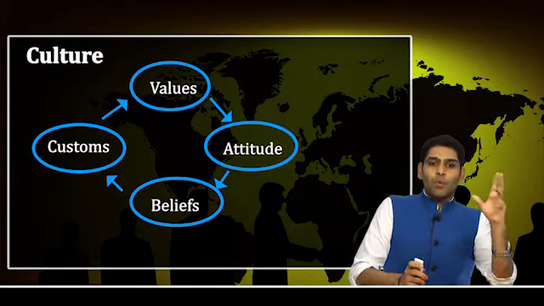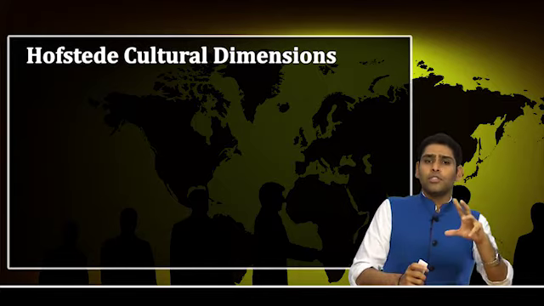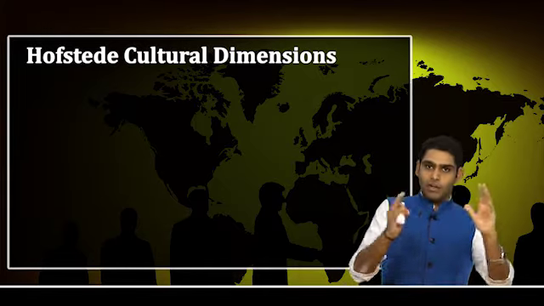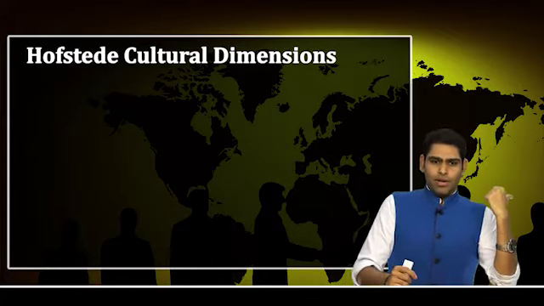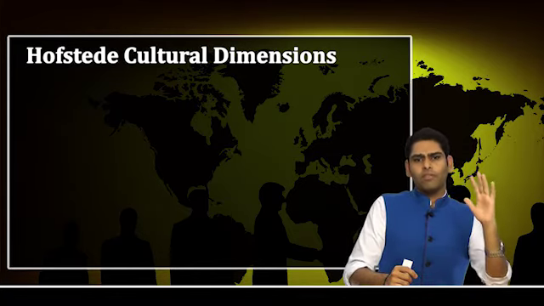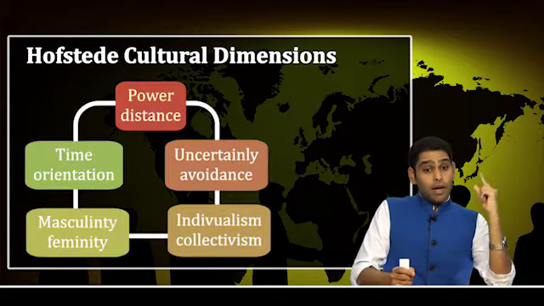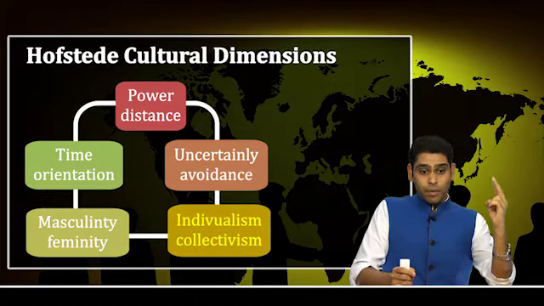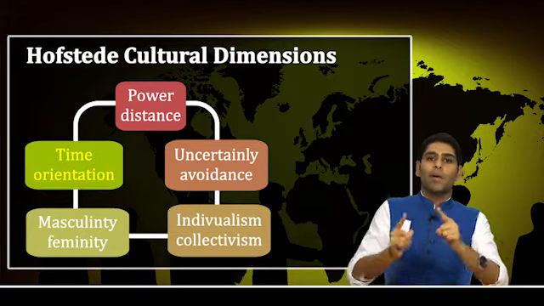In IHRM, we have one model, Hofstede's cultural framework, and it is extremely important for us to know Hofstede's cultural framework to deal with IHRM. Now, Hofstede has identified five very important factors, or in other words, cultural dimensions: power distance, uncertainty avoidance, individualism versus collectivism, masculinity versus femininity, and time orientation. Let us study this one by one.